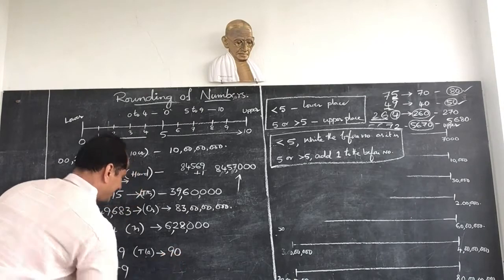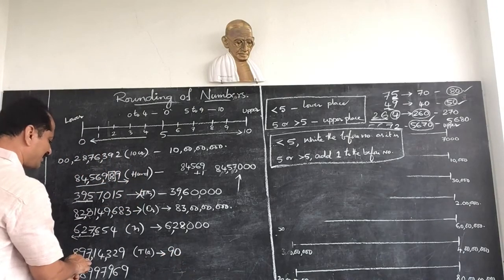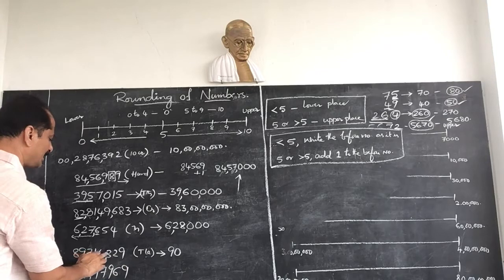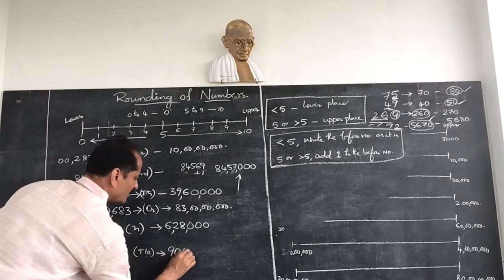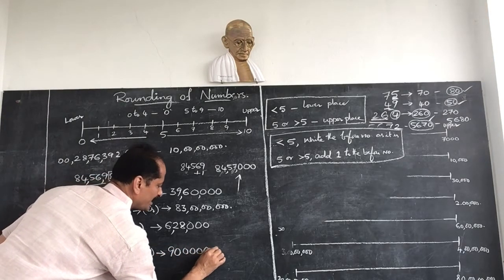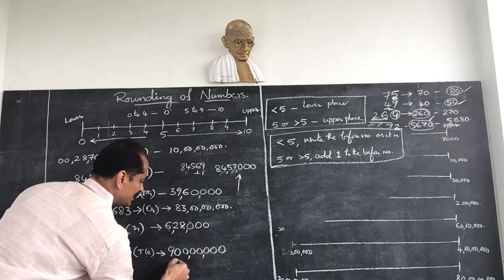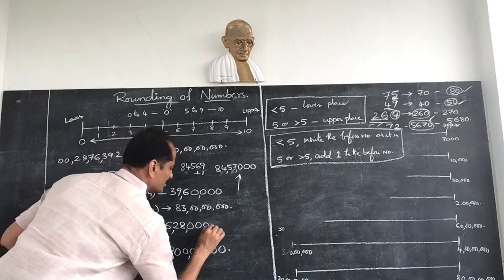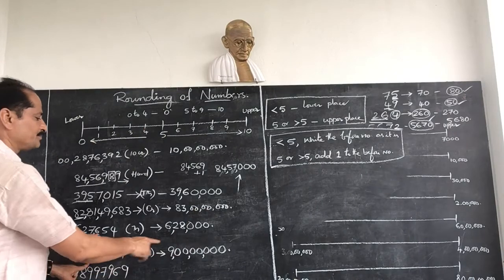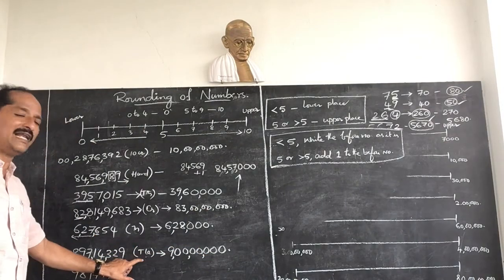So write down 90 and from this place onwards all zeros, 1 2 3 4 5 6. That means 6 zeros. So units, thousands, lakhs, crores. So like this, it should be rounded to 9 crores to the nearest 10 lakhs place.